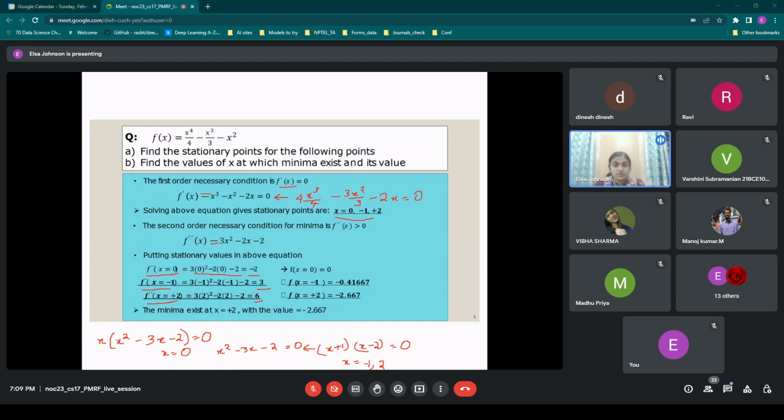So what is the condition for minima? Minima should be like f double dash of x should be greater than 0. So here there are two conditions where f double dash is greater than 0. That's why we are finding out f of x values at these two values, minus 1 and plus 2. We'll get these two values in that case, and we will be choosing the minimum value here, this minus 2.667. So the minima is at x equal to plus 2 with the value minus 2.667.